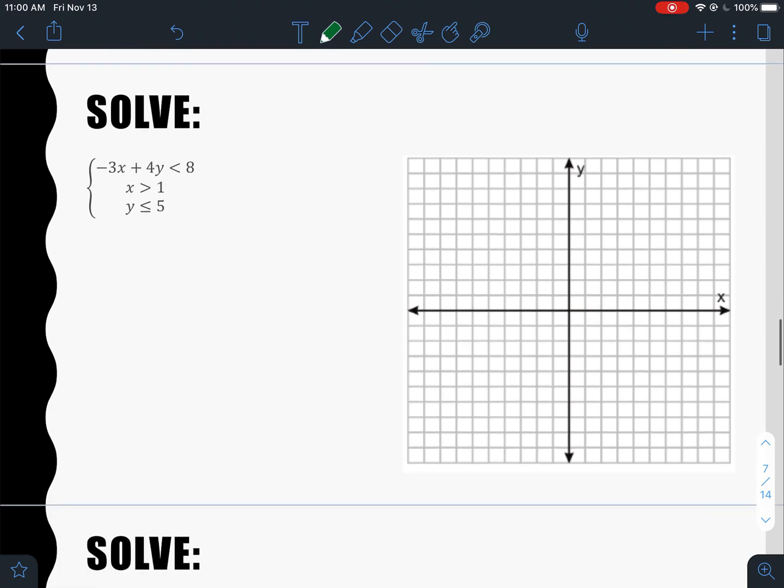So let's look at another one. We have negative 3x plus 4y is less than 8, x is greater than 1, and y is less than or equal to 5. Well, let's do these ones first.